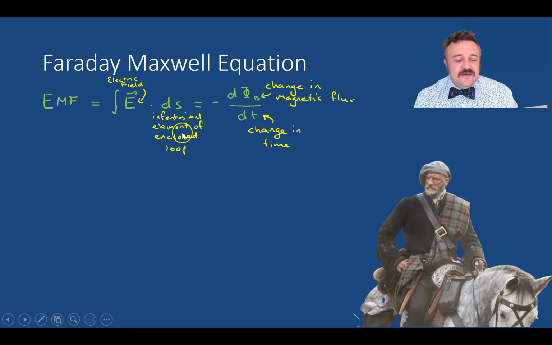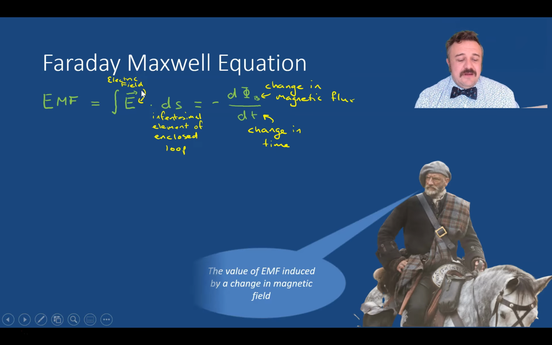basically a point element of a closed loop equals the negative change in the magnetic flux divided by the change in time. So what this means is that a change in magnetic field causes an electric field. Okay, so there's an EMF, an electromotive force. I get really excited about it, so the words are slipping around. Electromotive force induced by a change in magnetic field. What?